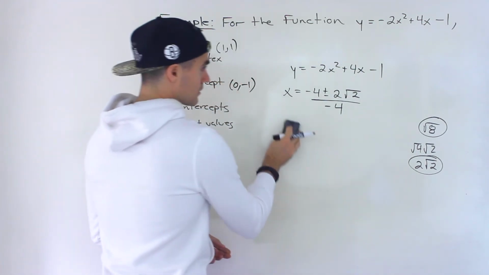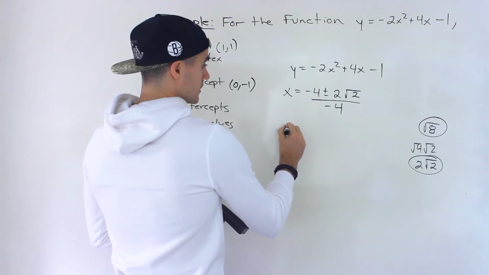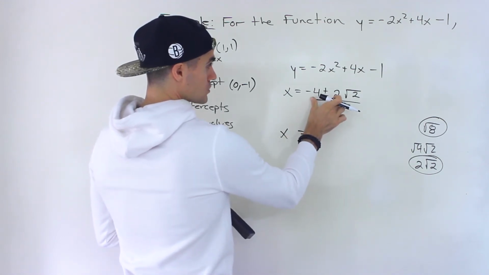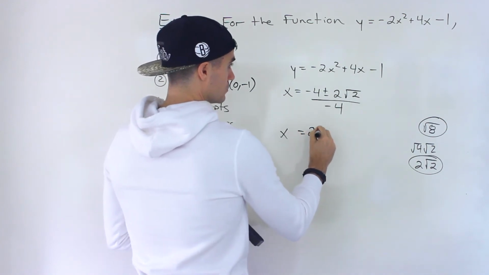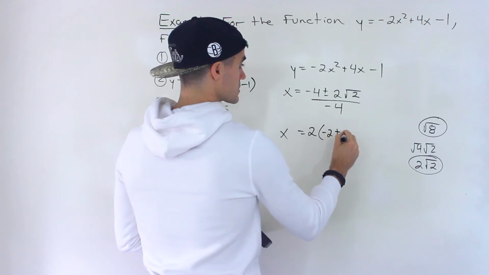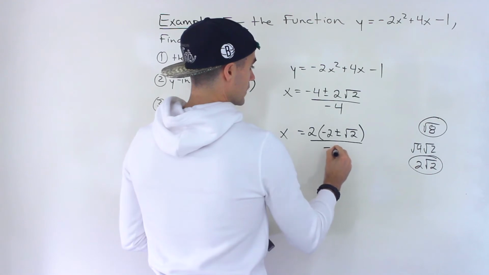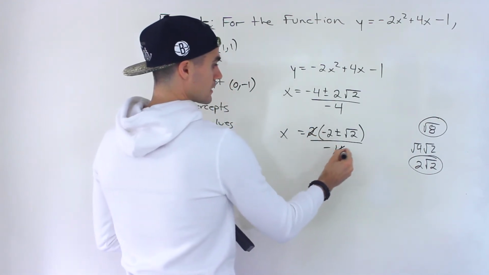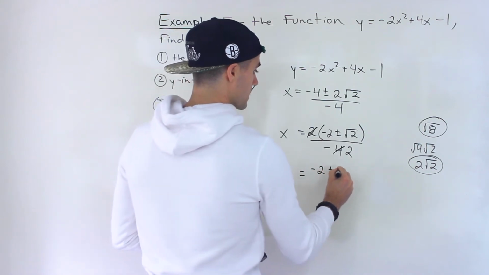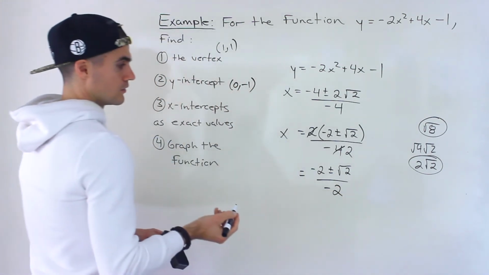And then from here, what we can do is factor out a 2. So that would be -2 plus or minus √2, and this would be over -4. And then 2 goes into -4 twice. So what we would end up with is -2 plus or minus √2 over -2.